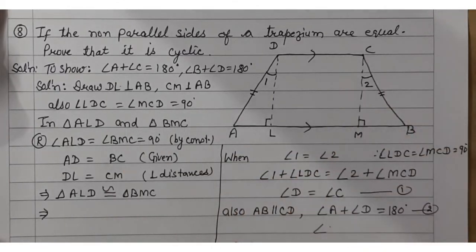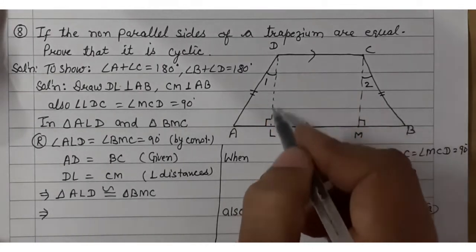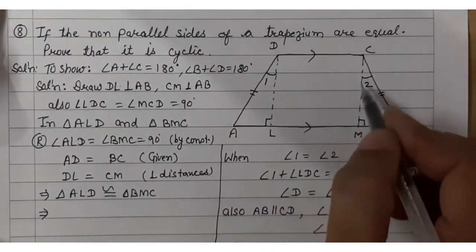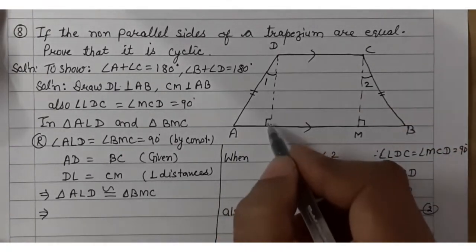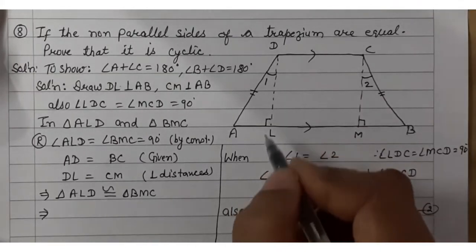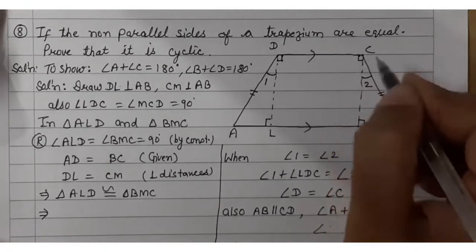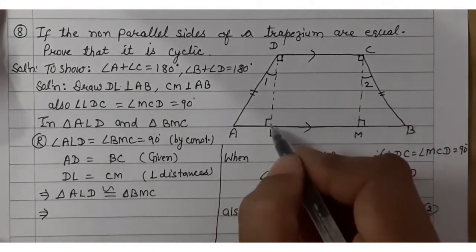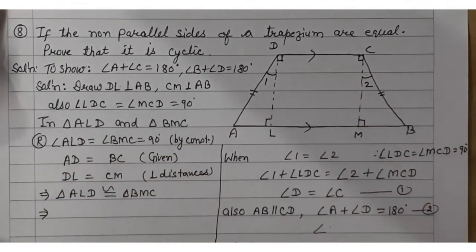Angle A plus angle C should be 180 degree and angle B plus angle D should be 180 degree. For that, what I am doing, I am drawing one perpendicular on it. This is the perpendicular DL on AB. CM is also perpendicular on AB. Then if this is a perpendicular, you can say angle L should be 90, here M should be 90. So I can say LDC and MCD should be 90 like this.